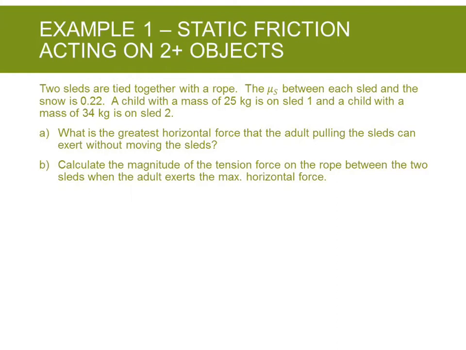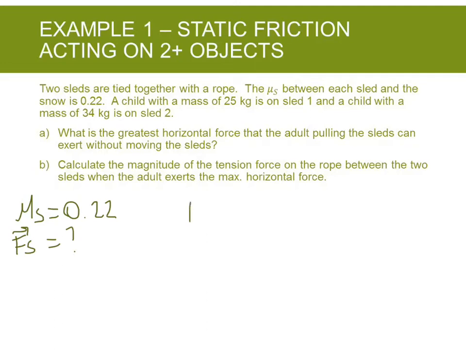And this is an example of static friction acting on 2 or more objects. Remember, static friction means that we are not causing any motion. Here we've got 2 sleds tied together with a rope, and the coefficient of static friction between each sled and the snow is 0.22. Let's write down what we know, because if we're given that coefficient, we're probably going to have to calculate our force of static friction. We have a child with a mass of 25 kilograms on sled 1, and a child with a mass of 34 kilograms on sled 2.